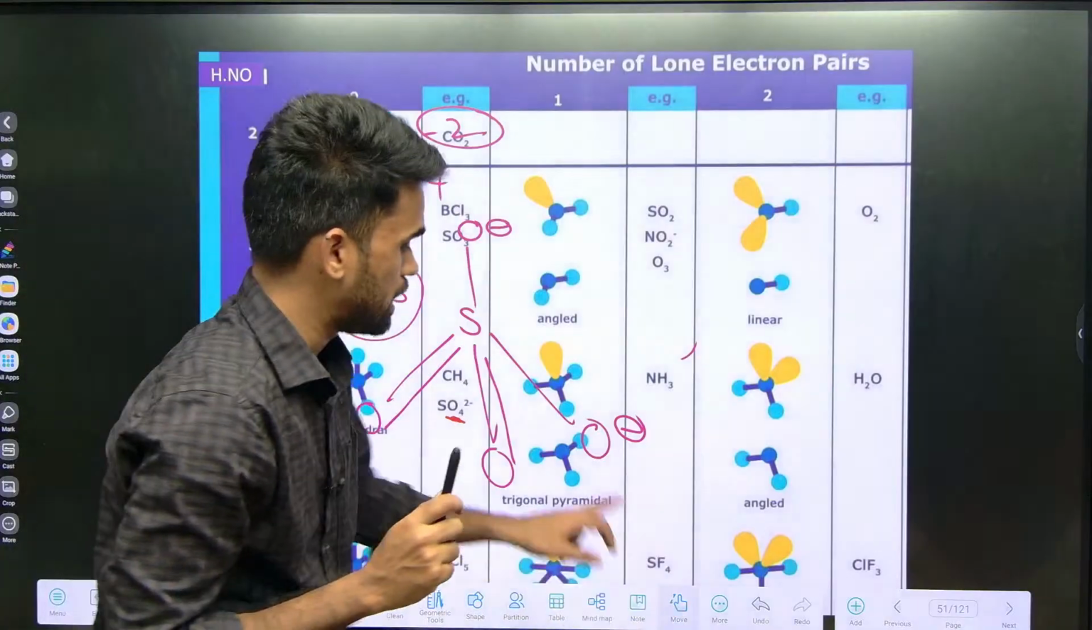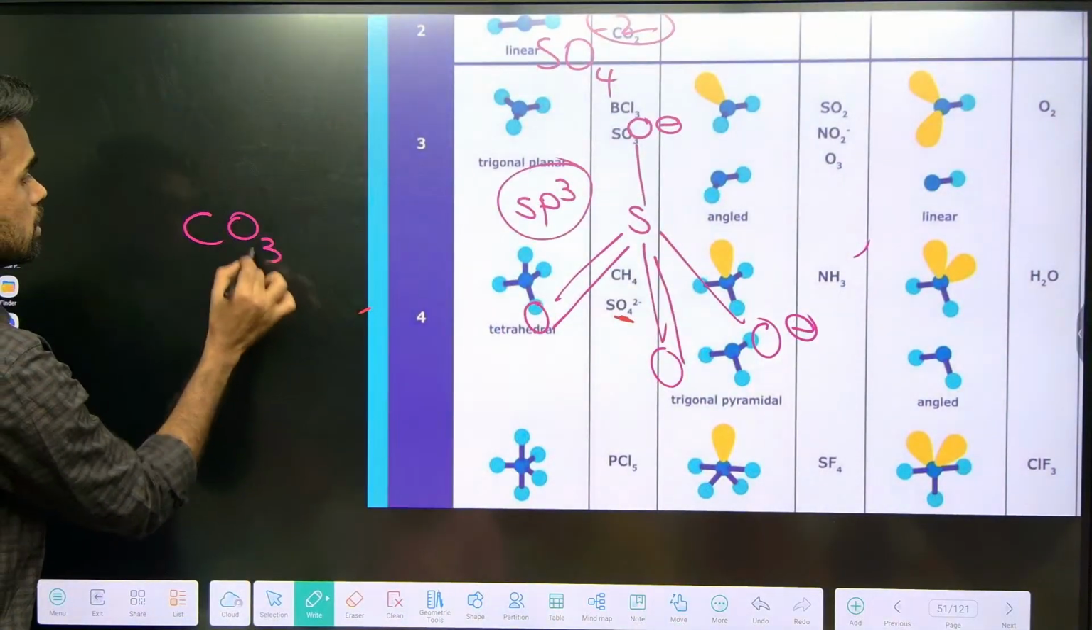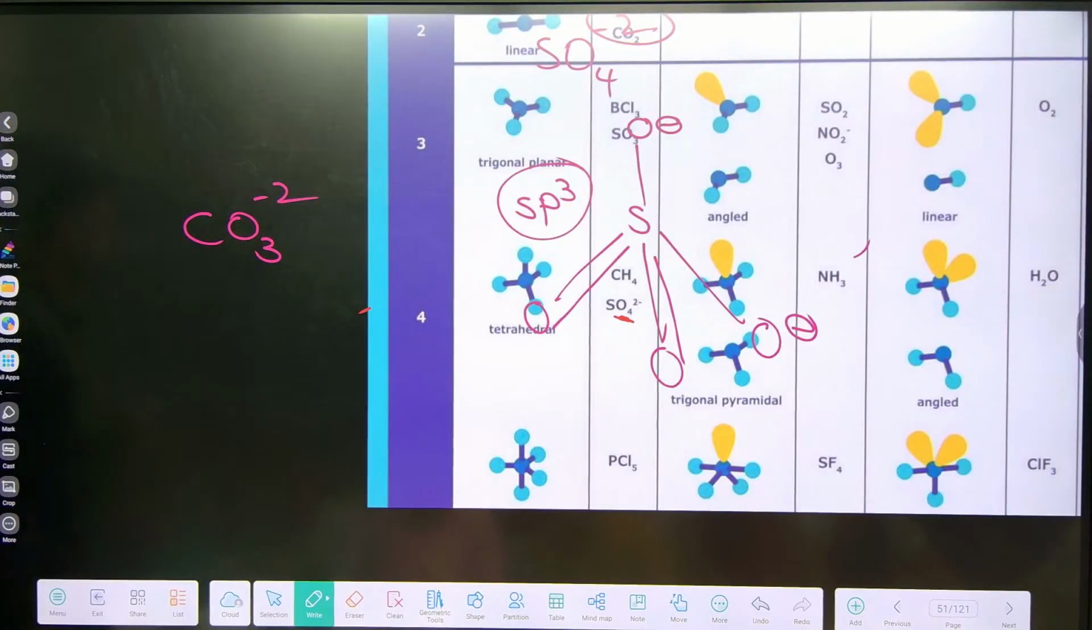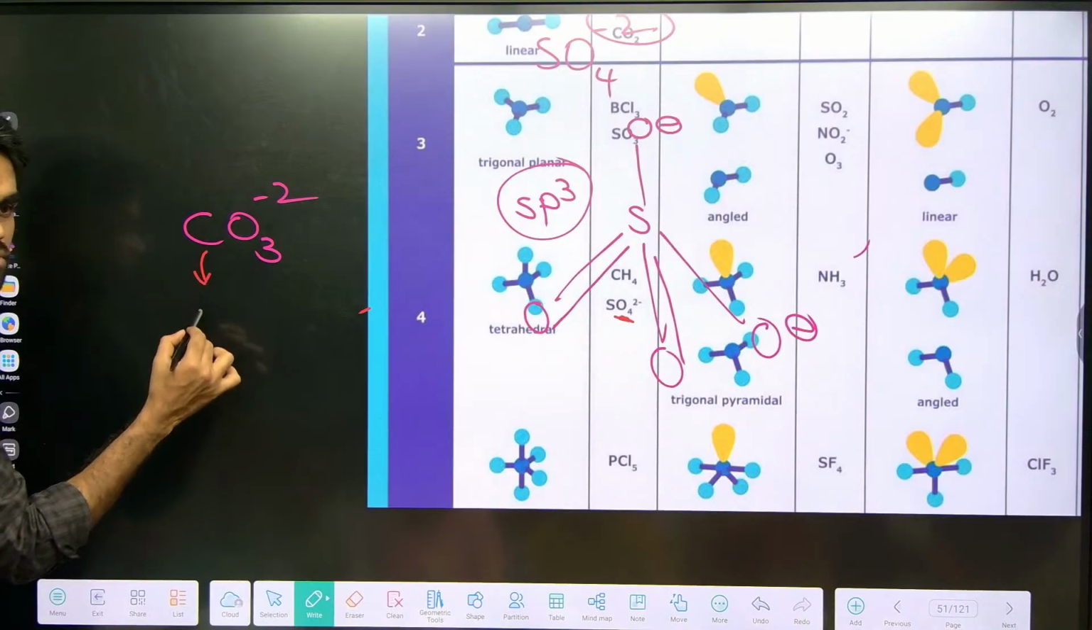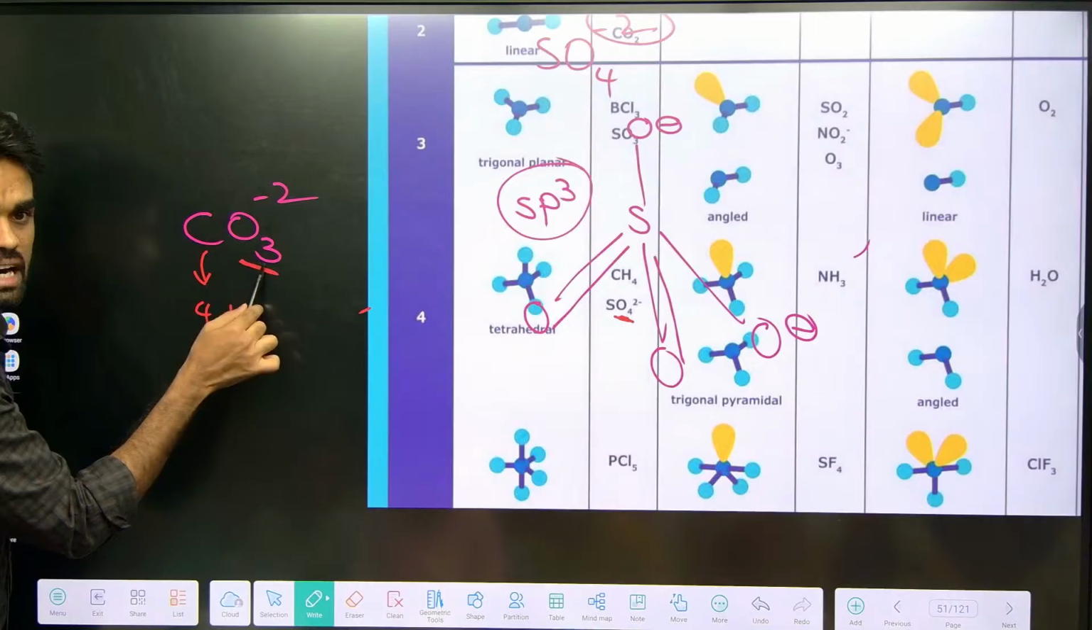Okay, now keep it aside. Let me give you one more. Carbonate is there. Tell me fast, how can I do this? Carbon is the central atom, 4, plus, these are divalent atoms, don't consider.